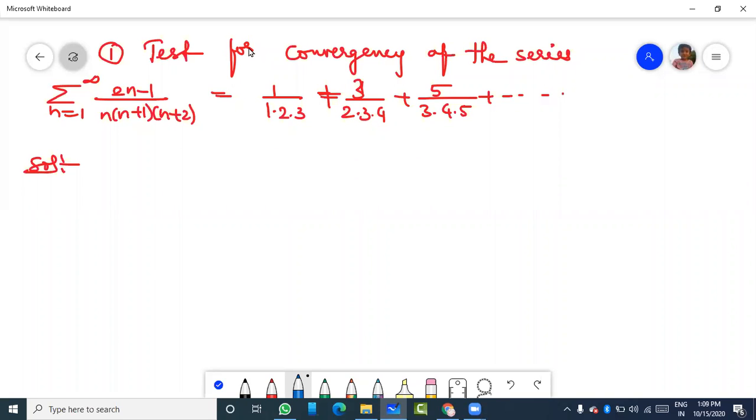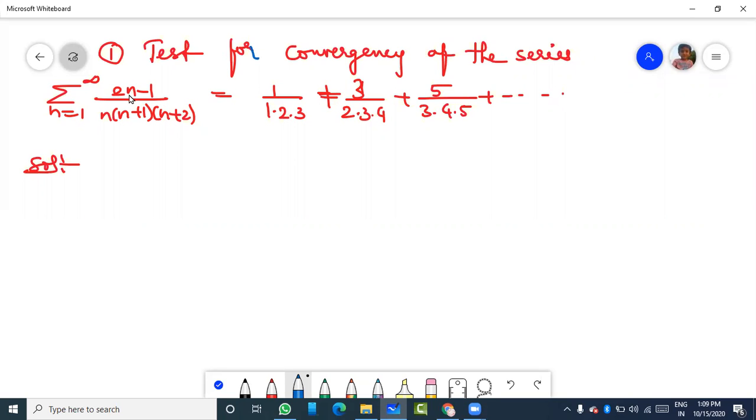Test for convergency of the series sigma n equal to 1 to infinity (2n minus 1) by n into (n plus 1) into (n plus 2). The expansion, the summation of these terms can be taken as the values. For n equal to 1, we can substitute: 2 minus 1 is 1, by 1, 1 plus 1 is 2, 1 plus 2 is 3, 1 into 2 into 3. Dot is nothing but multiplication, 1 into 2 into 3.